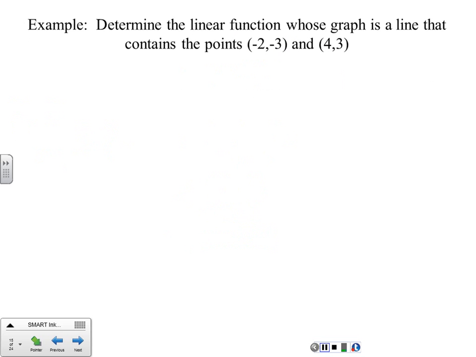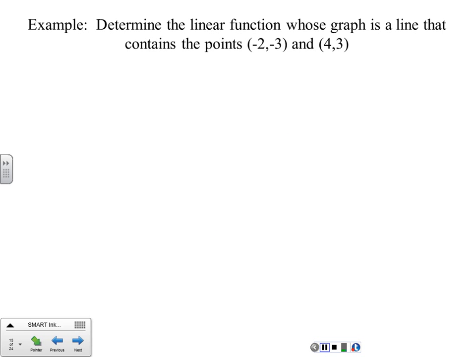Okay, determine the linear equation whose graph is a line that contains these 2 points. Now, something that you need to write in your notes right now and put a big, huge star by it, arrows pointing to it, highlight it, and everything else. Before you can write a linear equation, you have got to know slope. You can't do anything until you know slope. So if I ask you to write a linear equation, linear function, you have got to know slope.